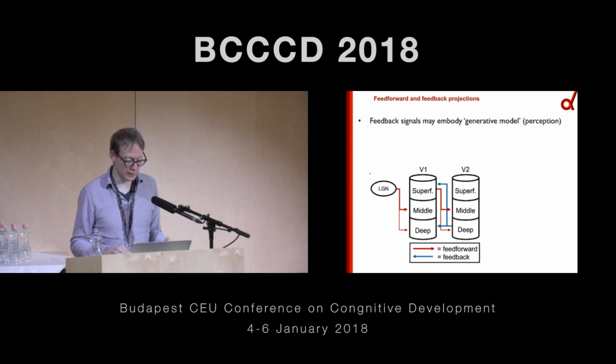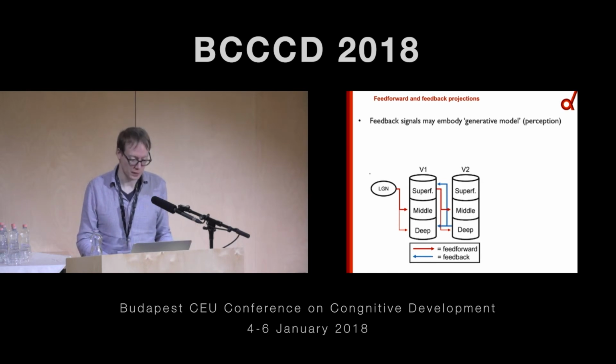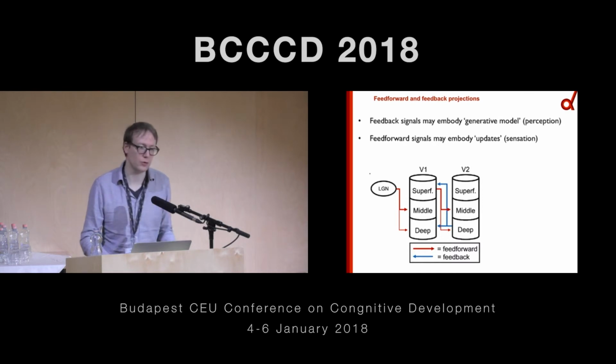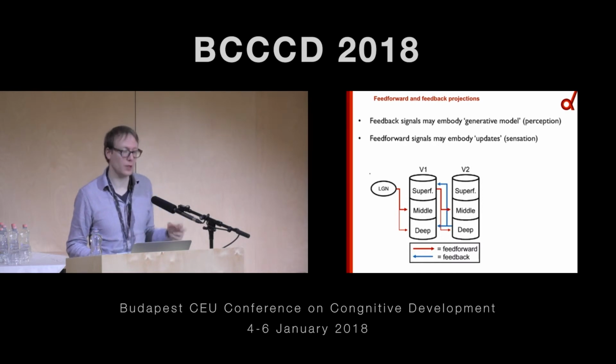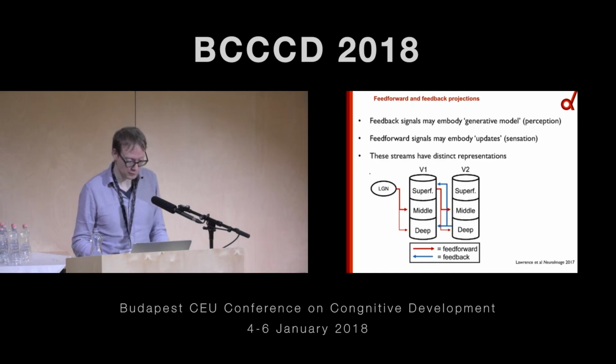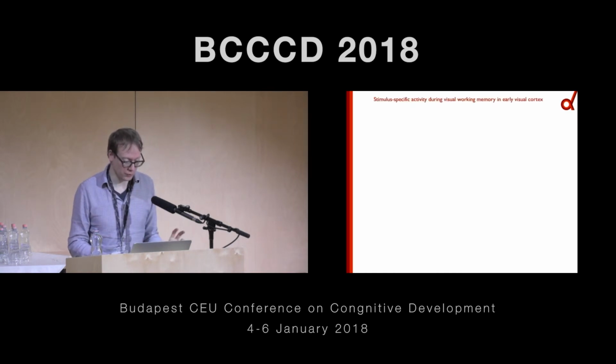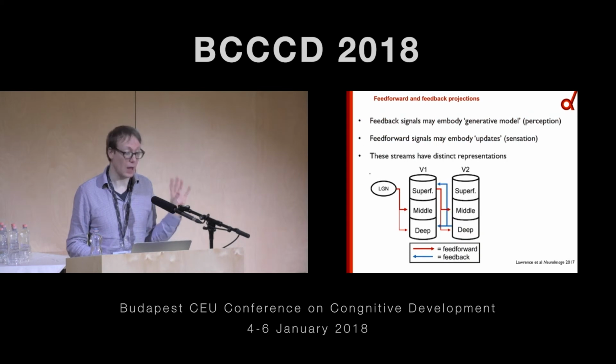So within the context of this predictive brain hypothesis, you could say that feedback signals may embody this generative model, whereas feed-forward signals potentially embody the updates to that model. So your preconceptions might be living in the deep and superficial layers, whereas they are then updated by information that arrives in the middle layer. Okay, so that was basically our hypothesis.